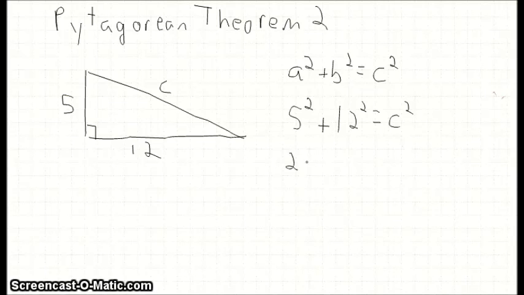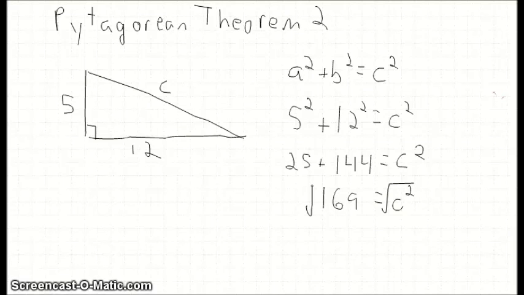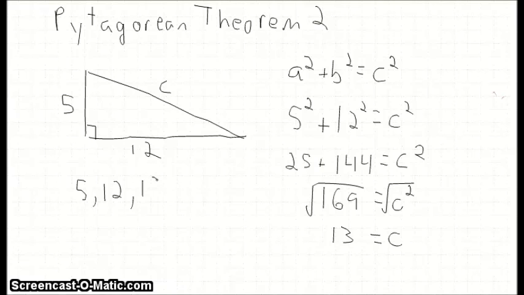So 5 squared is 25. 12 squared is 144. That's going to equal our C squared. Well, 25 plus 144 is going to be 169. That equals our C squared, and the opposite of a square is a square root, so I square root both of those. So the square root of C squared leaves us with just C, and the square root of 169 is 13. So another Pythagorean triple is the 5, 12, 13.